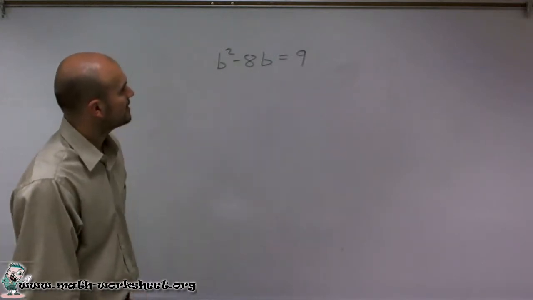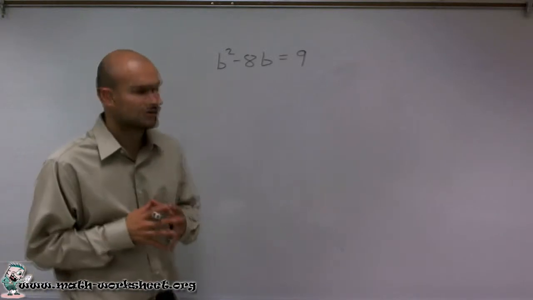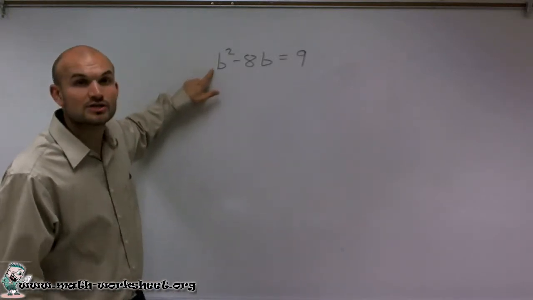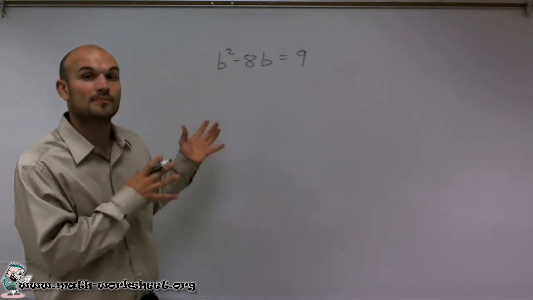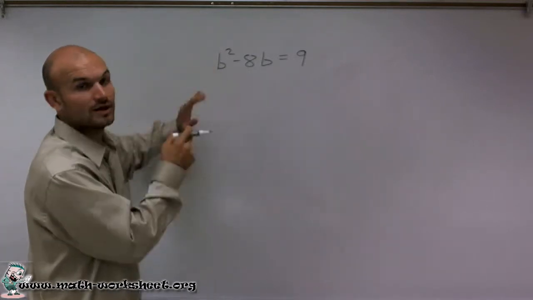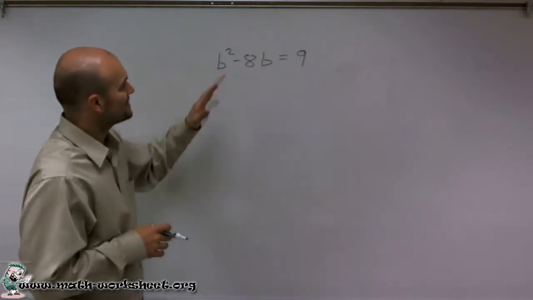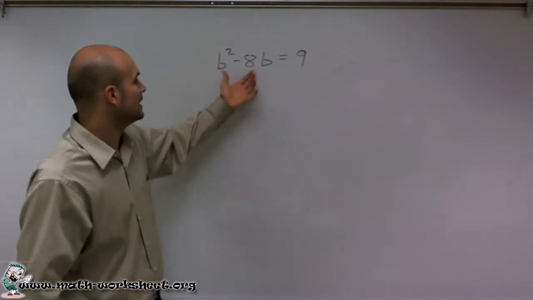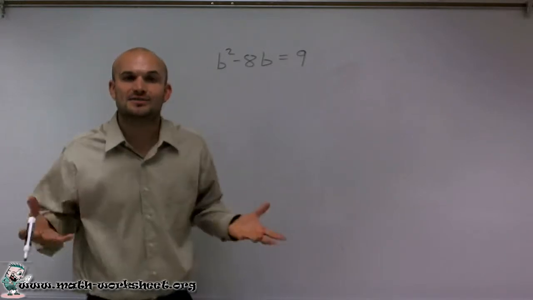So here we go. We have b squared minus 8b equals 9. The first thing you want to do when completing the square is always make sure the coefficient of your squared term is 1. If it's not 1, you're going to have to factor out that number, and you'll work in a different direction. But now we notice that this is a 1, so we're in good standing so far. So the next thing I need to do is somehow get rid of my b squared, and get these down to 1b that I can solve for.